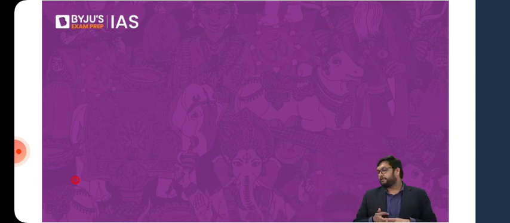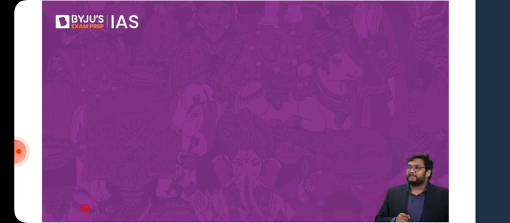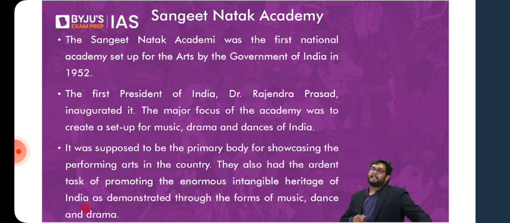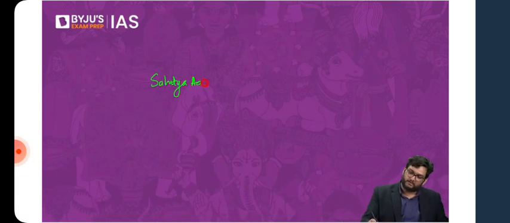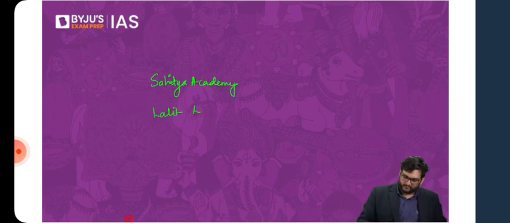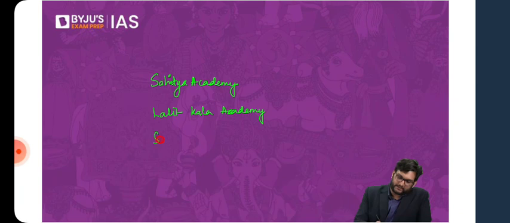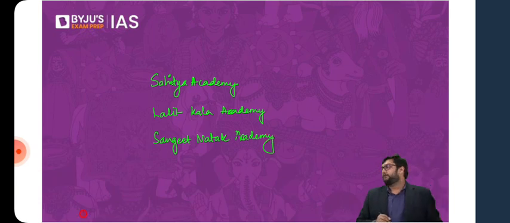Okay. Now, the next set is governmental. Sahitya Academy, Sangeet Natak Academy, and Lalit Kala Academy. Now you have to make sure that you do not become confused in these three. What does Sahitya mean? What is Sahitya in English?